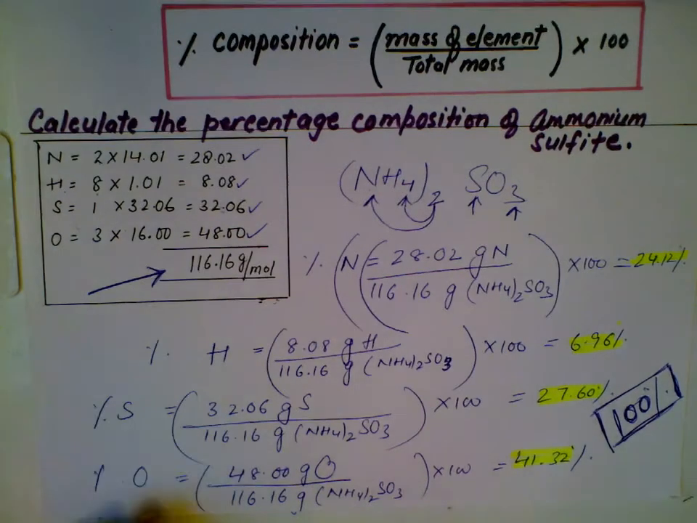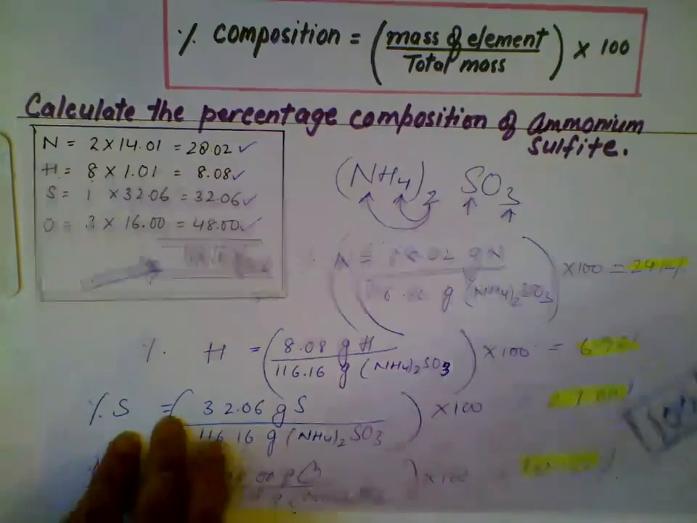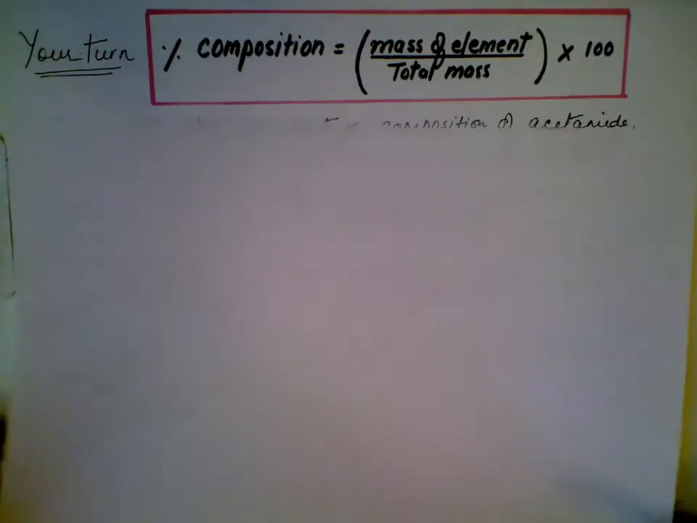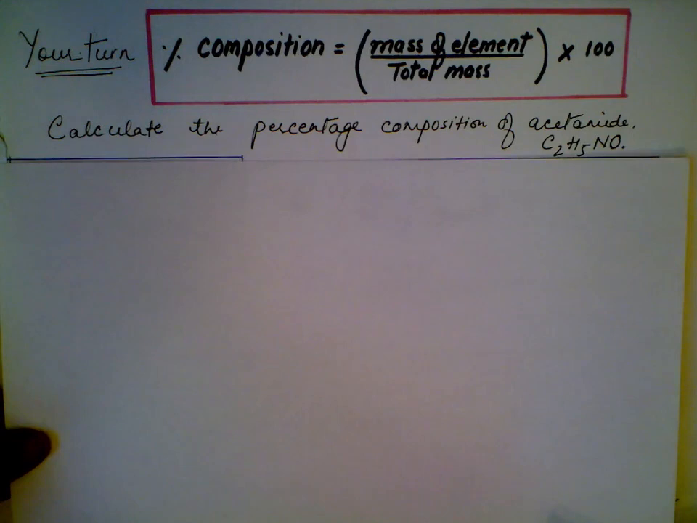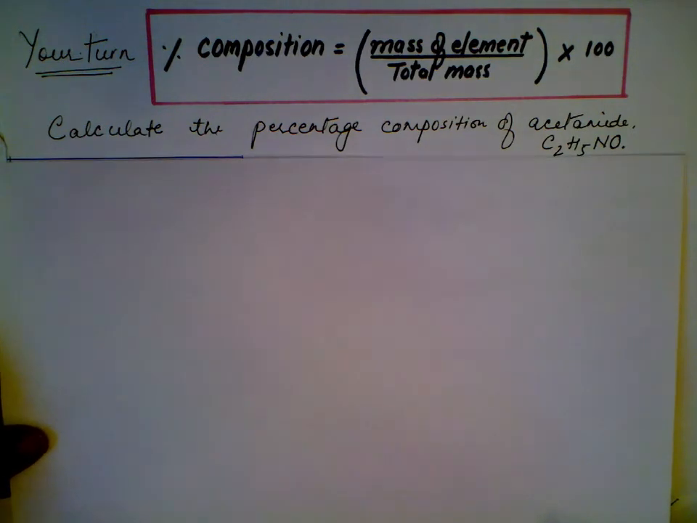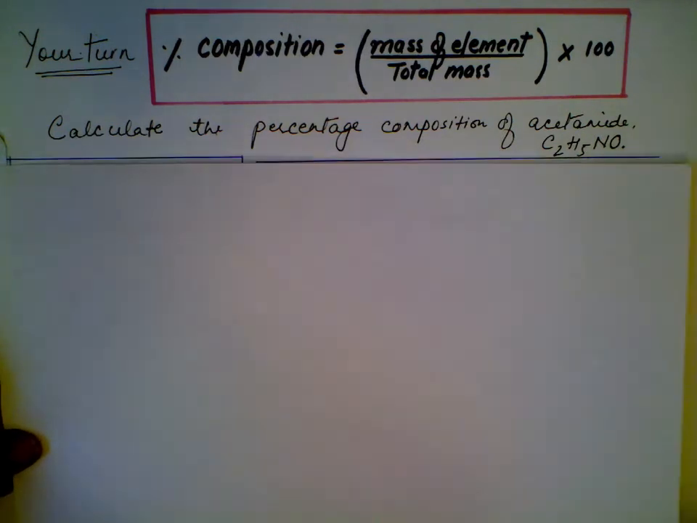Okay, now let's work on this. You guys try this problem. I want you to try on your own. Here you go. The problem is: calculate the percentage composition of acetamide. So you're finding the percentage of carbon, hydrogen, nitrogen, and oxygen in 1 mole of acetamide.